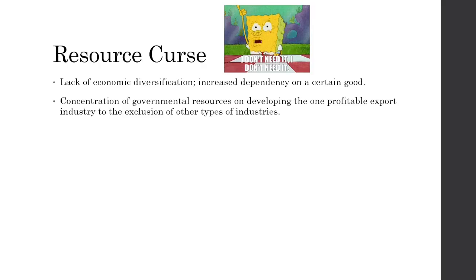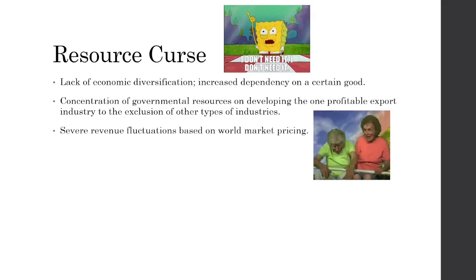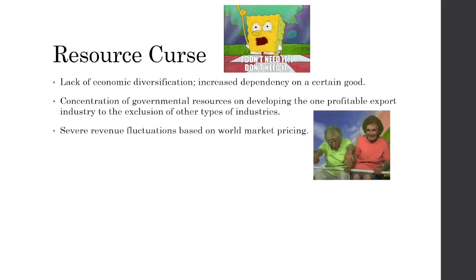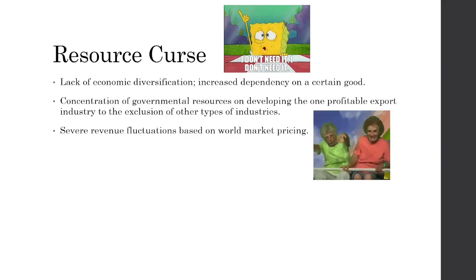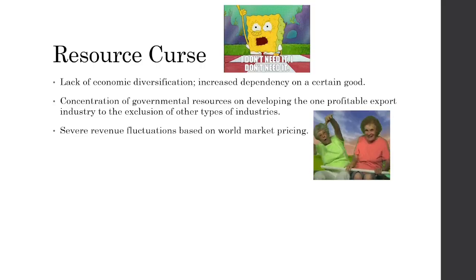The concentration of government resources on developing the one profitable export, because they're going to want to invest in this, can exclude other industries. They may not get any funding. They may not prosper. This can lead to severe revenue fluctuations if the world market prices increase, decrease, kind of like a roller coaster. So they may make less money one year where oil reserves are down in the economy. Or if they're doing really well financially, they're going to make a ton of money. And this could vary year by year, month by month, day by day. It's like the stock market.